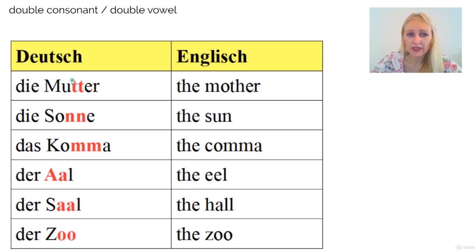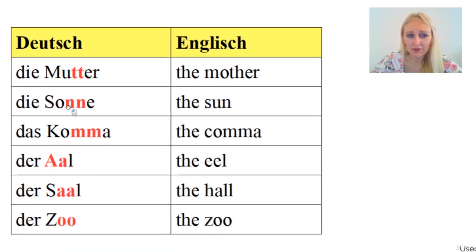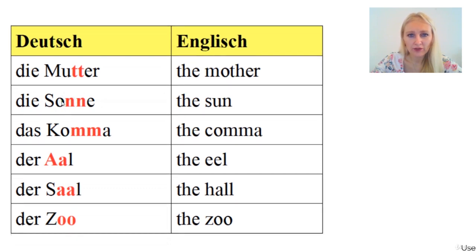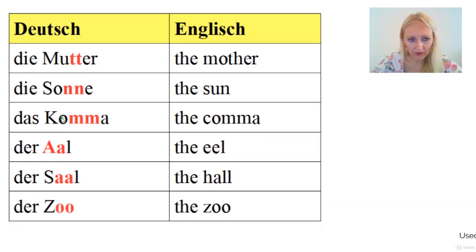So the rule here: if you have a double consonant, like here die Mutter, what you have to do is to pronounce the vowel right before that very briefly. So it's just die Mutter, okay? So it's not Muuter, it's Mutter, very, very short, okay? Die Mutter, the mother. Die Sonne, the same. Here we have a double consonant, so we pronounce the vowel in front of that very briefly. Die Sonne. Then das Komma, okay, the same. You pronounce the vowel very briefly.